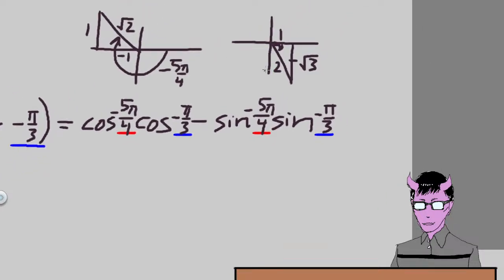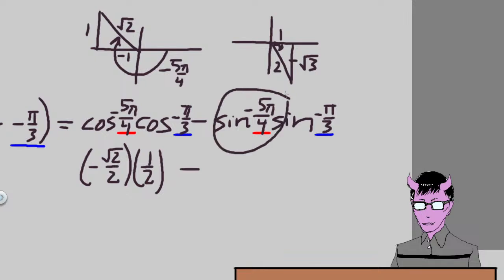There we go. Now that we have the correct reference angles, let's just evaluate these. So cosine of this one is just going to be negative root 2 over 2. Inside the parenthetical to keep things safe, and then cosine of this one is 1 over 2. Minus opposite over hypotenuse. Sine of that one goes back to this one. We have negative opposite over 2.